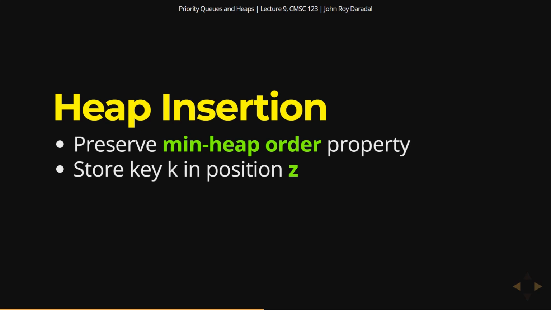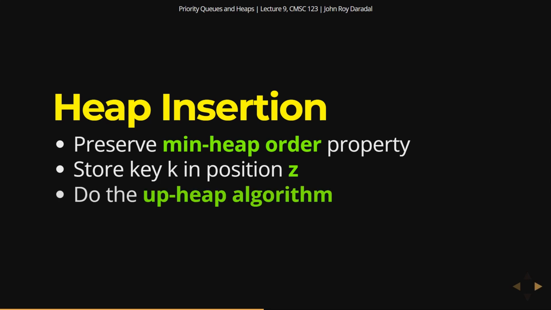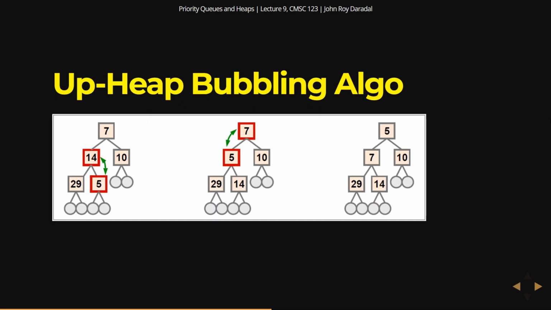Okay, so after storing the new key k in that position that we found, we have to do the up heap algorithm. So what is the up heap algorithm? It works like this. Let's say that 5 is where you inserted it. You have to compare 5 with its parent, so 5 versus 14. Supposedly the parent should have the smaller key, right? If that violates the min heap property, then you have to swap them. So 5 is smaller than 14, so we'd have to swap them. Here 5 is already at the top, and then 14 is at the child.